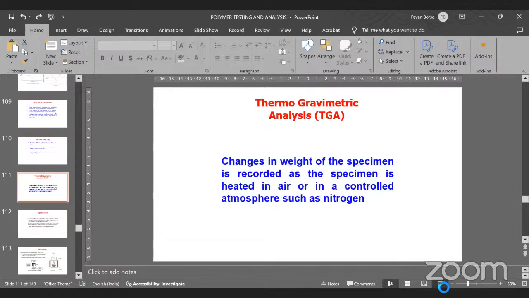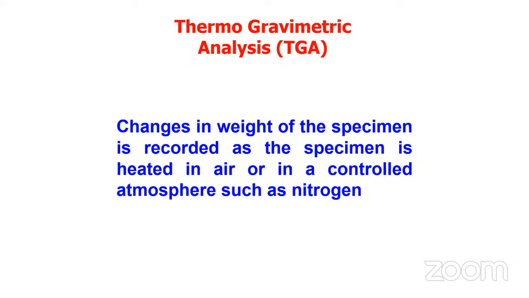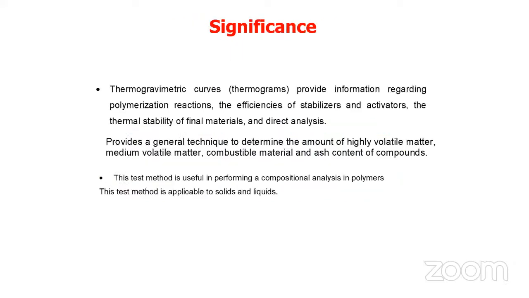Okay. So the next part is nothing but the thermogravimetric analysis, or we can call it TGA. TGA is generally used to determine the thermal stability of your polymeric material as well as the thermal degradation behavior of the polymeric material. The principle of TGA is that the change in weight of the specimen is recorded as the specimen is heated in air or in a controlled atmosphere such as nitrogen. So what exactly happens in TGA we will see.